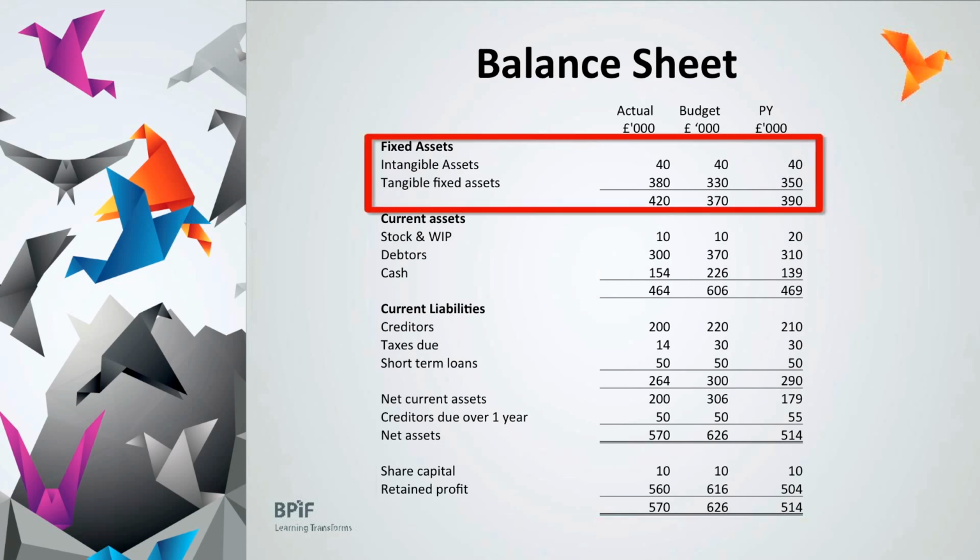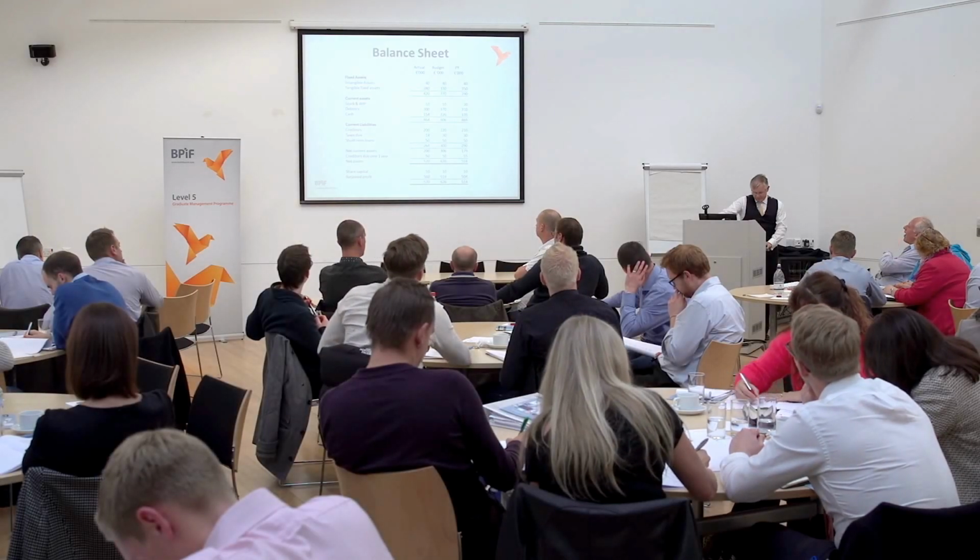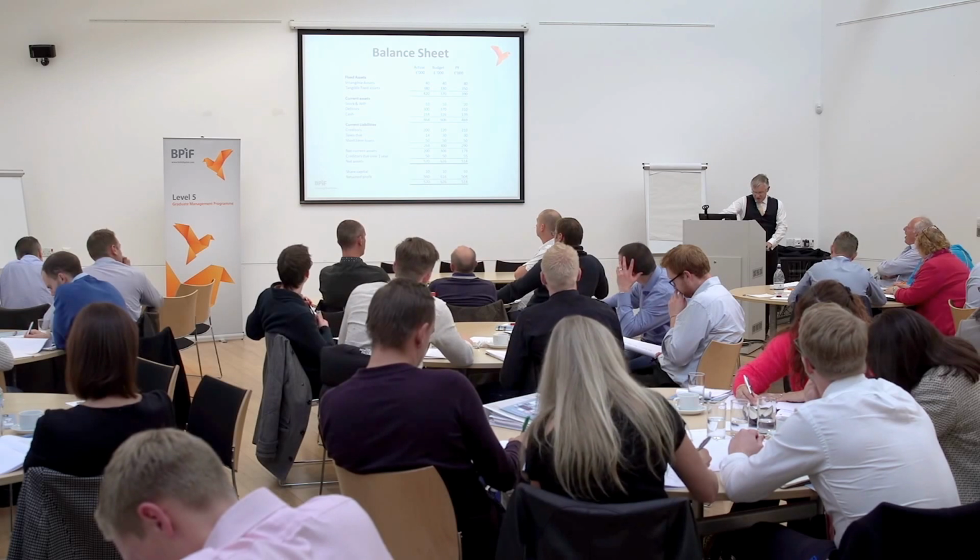In turn, fixed assets are split into 2 types. We have intangible assets and tangible fixed assets. Intangible fixed assets are things that you can't touch. So things like goodwill, which is value added to a business that reflects its name or its reputation or customer base. It'll include things like patents and trademarks. And tangible fixed assets are things that you can touch, such as plant and machinery, freehold property, furniture, etc.